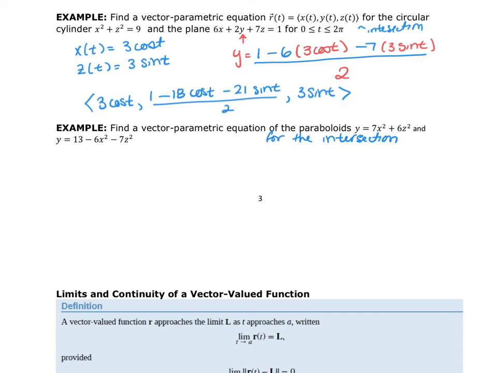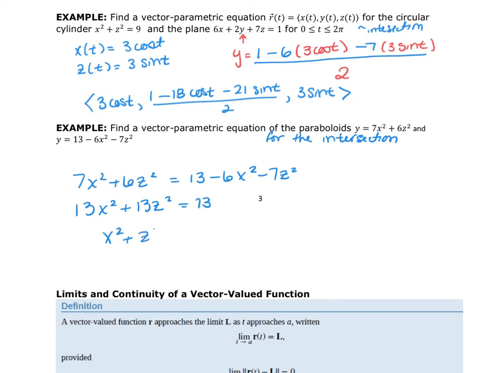Anyways, the way that we're going to approach this one is, because y is equal to y all day long, let's set these equal and see what shakes out. So we have 7x squared plus 6z squared is equal to 13 minus 6x squared minus 7z squared. So this looks like it might be a pretty nice conic. Let's bring the x's and z's to the other side, and I get 13x squared plus 13z squared is equal to 13. I divide everything by 13 and I get x squared plus z squared is equal to 1, and this is nice.